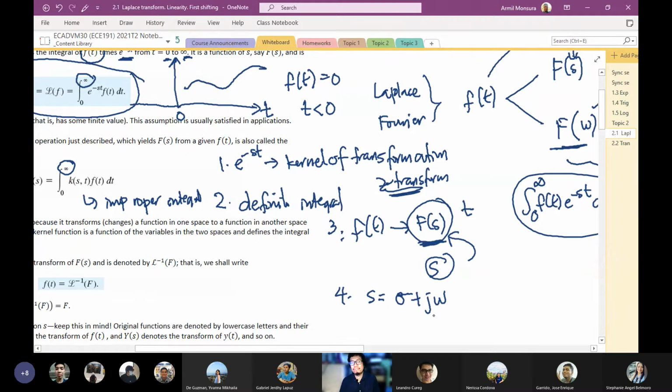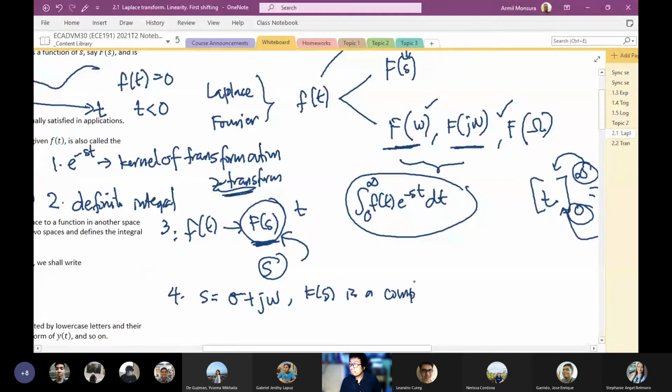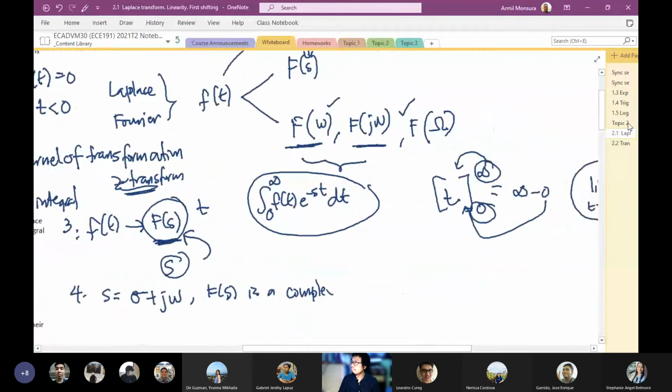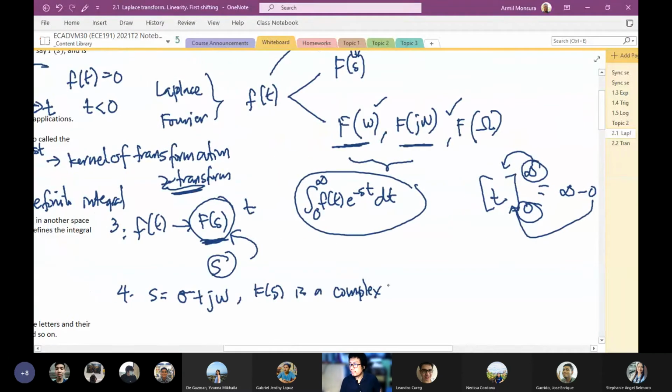So basically, the Laplace transform transforms a function in the T domain into a complex variable. So basically, F of s is a complex function. Okay, so essentially, we say that F of s is a complex function.